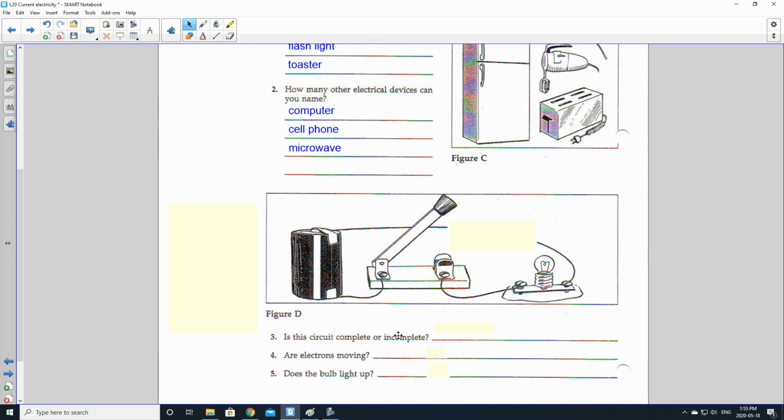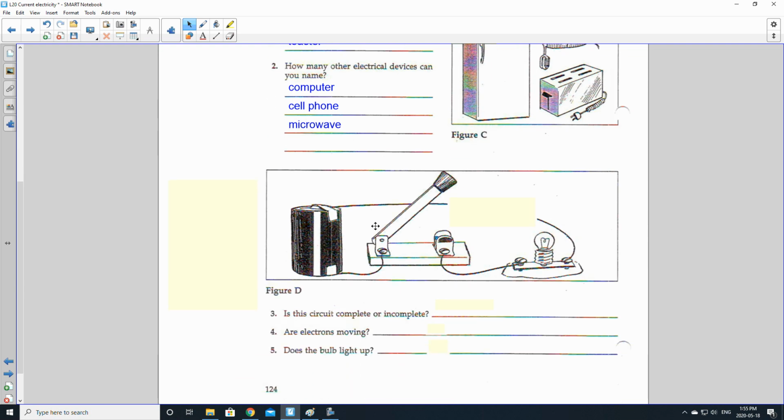Okay, let's learn a little bit about current electricity. So here what we have is a battery.